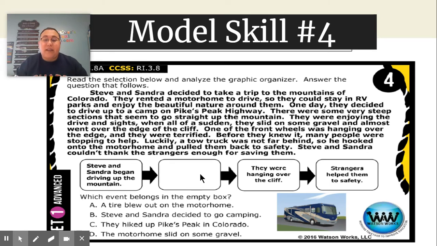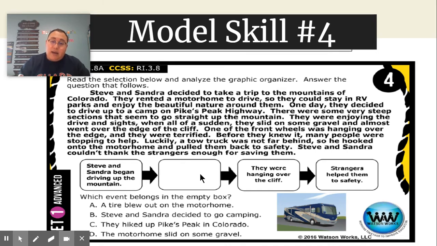So I'm going to read the events that I have. Steve and Sandra began driving up the mountain. I have number 2 is blank. I have 3, they were hanging over the cliff. And 4, strangers helped them to safety, right? So here we go. So I'm going to write them on my paper. Steve and Sandra began driving up the mountain. I'm missing event number 2, so I'm not going to write anything there.